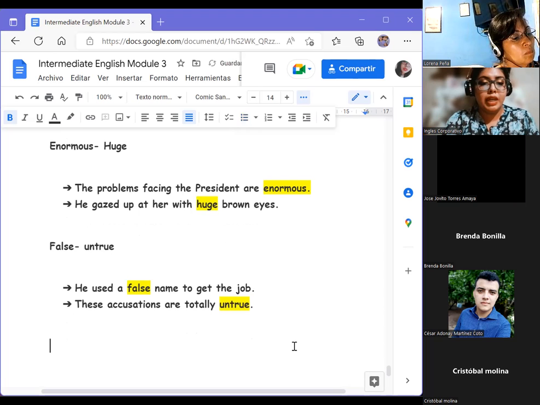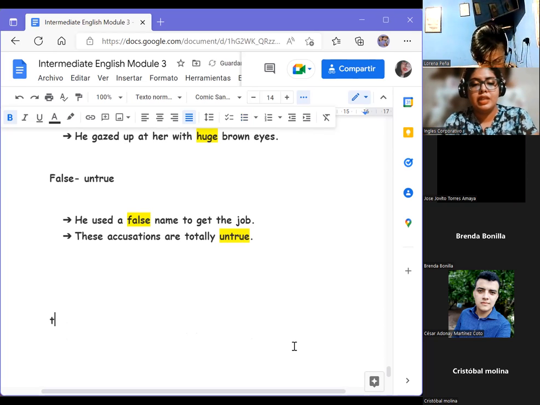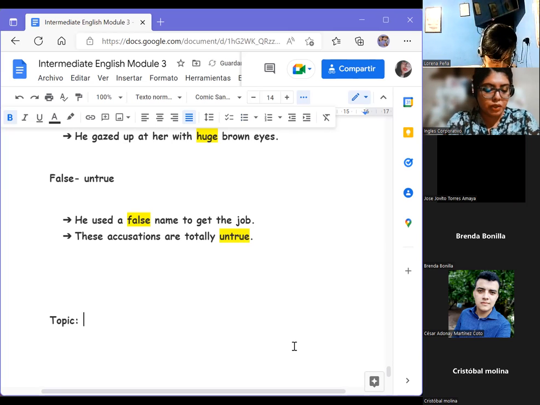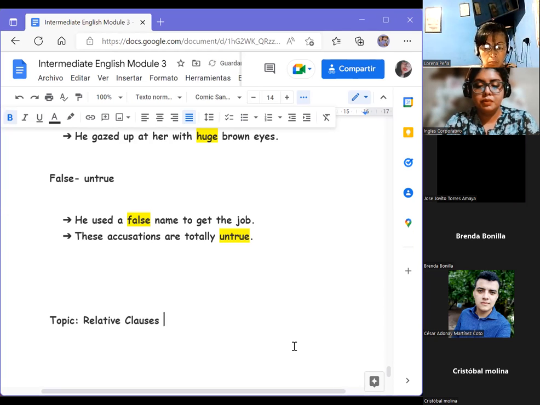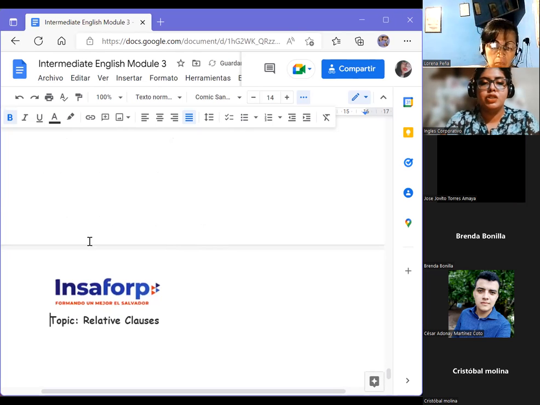So, we are going to change the topic and we are going to talk about relative clauses. That is the topic that we are going to have for this session two. So, in this case, we are going to talk about relative clauses. And I'm going to change the page.